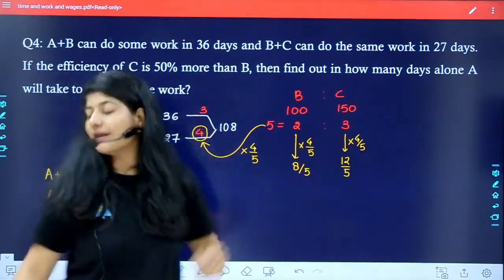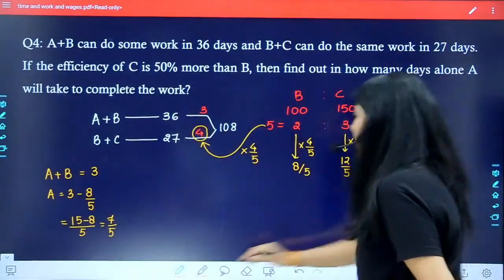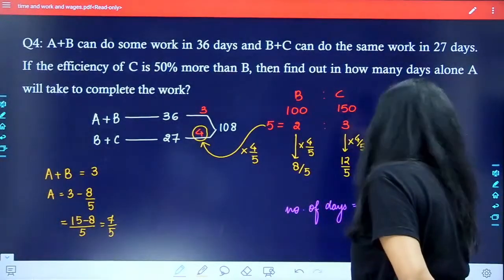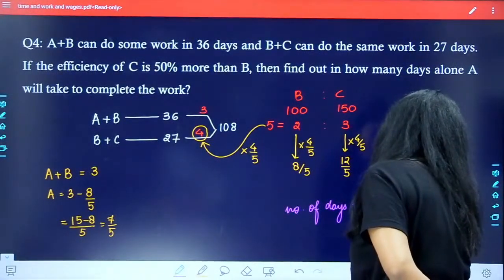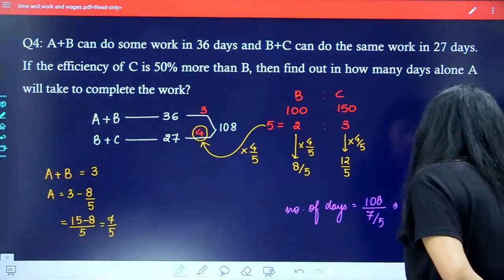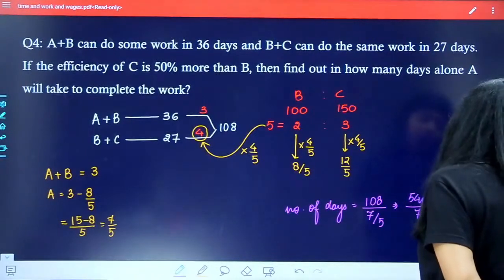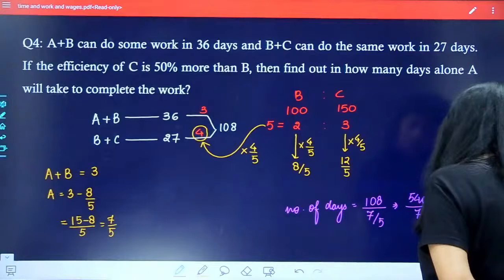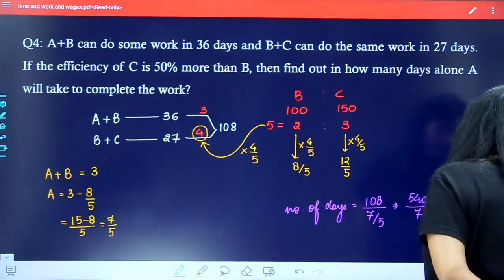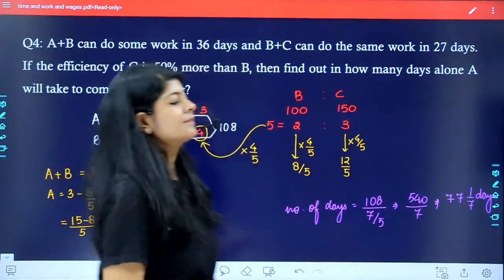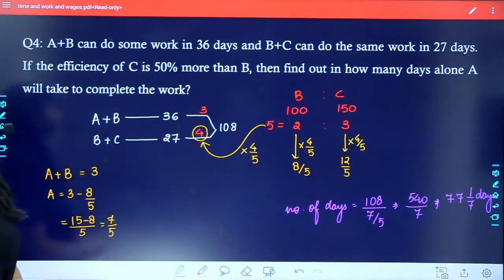The efficiency of A is equal to 7 by 5. Now we have our total work and we have our efficiency. All we have to find is the number of days, calculated as total work, which is 108, divided by the efficiency of A. Here we can write it as 540 divided by 7, and this will give me 77 1/7 days. 77 1/7 days is the correct answer. Is it clear? The correct answer over here is 77 1/7 days.